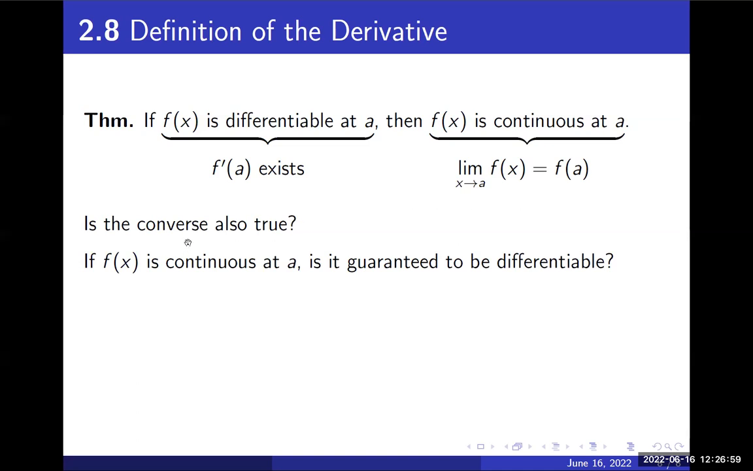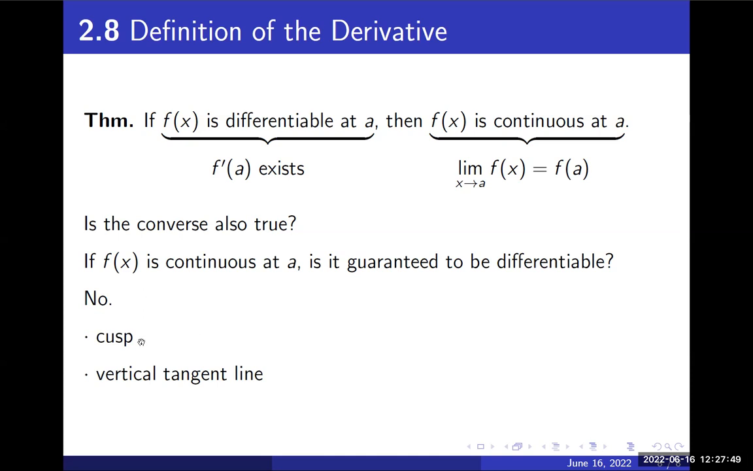We call it the converse, if you take a class in logic. If you reverse the if and the then, would that still work? So here it is. If f of x is continuous at a, does that imply that it's differentiable? Is it guaranteed to be differentiable? You're like, well, if it's continuous, there's no jump, there's no hole, there's no asymptote. What could go wrong? The truth is no. Even if you're continuous, that does not guarantee that the derivative is going to exist. We actually saw a couple of examples already in the section, so the answer is no.